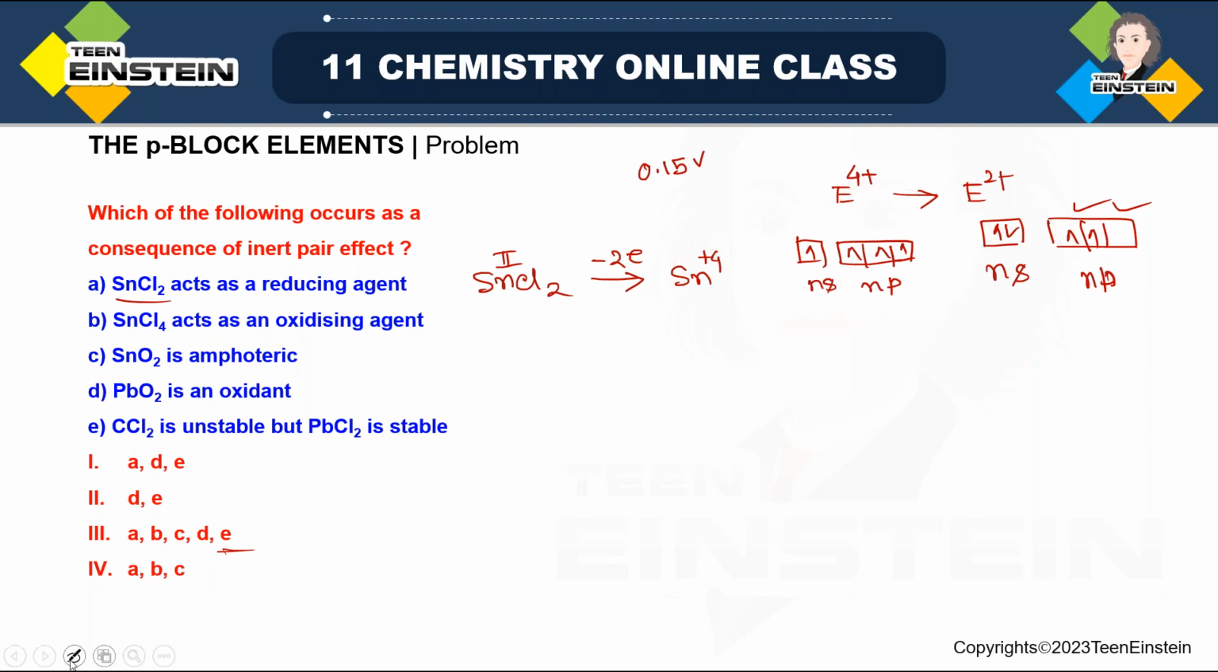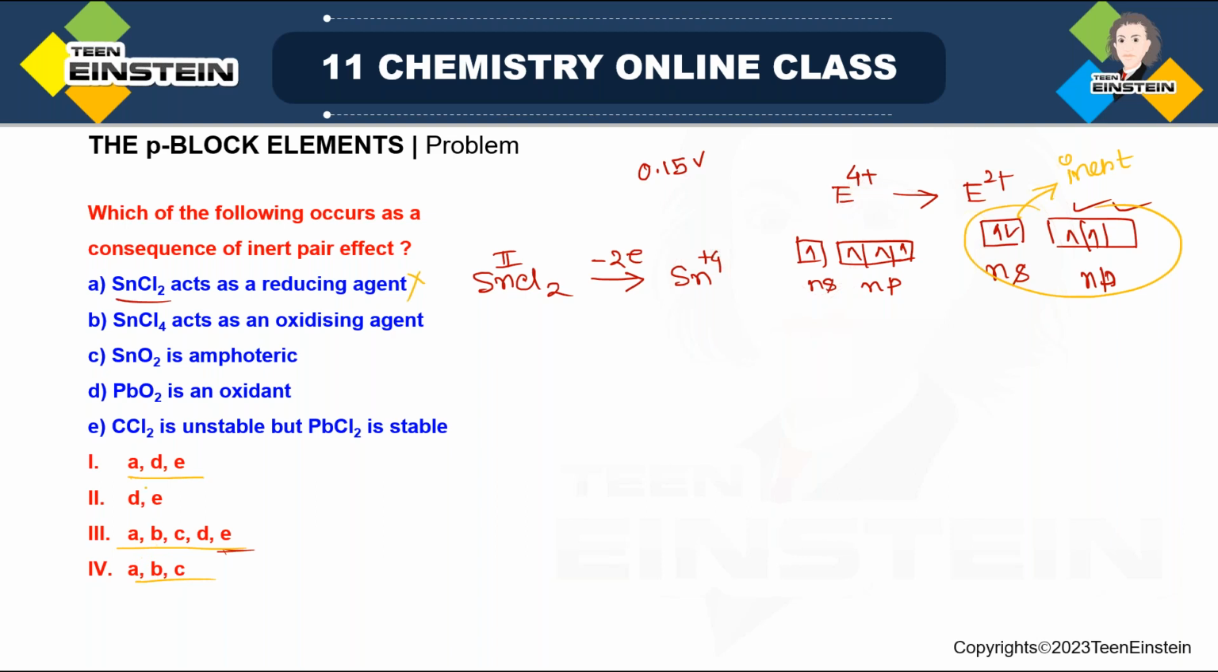Okay, so inert pair effect means this situation where this pair is inert and the 2+ state is more stable, but here it is moving to Sn4+, so it is not the consequence of inert pair effect. A should not be present in the options, and A is present in option 1, option 3, and option 4, so these three should not be correct. So in this way also we can choose that option 2 is correct.